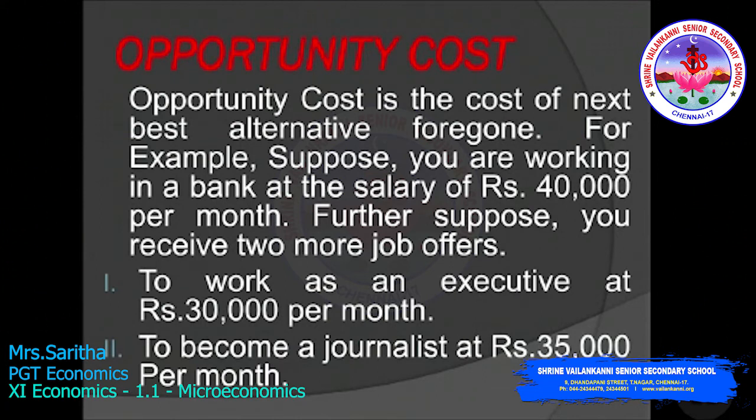For example, suppose you are working in a bank at a salary of rupees 40,000 per month. Further, suppose you receive two more job offers: to work as an executive at rupees 30,000 per month, or to become a journalist at rupees 35,000 per month. So, the opportunity cost of working in the bank is the cost of the next best alternative foregone.